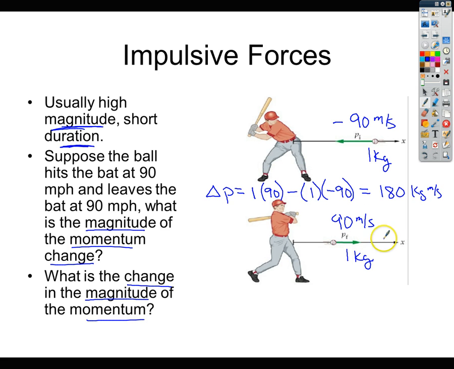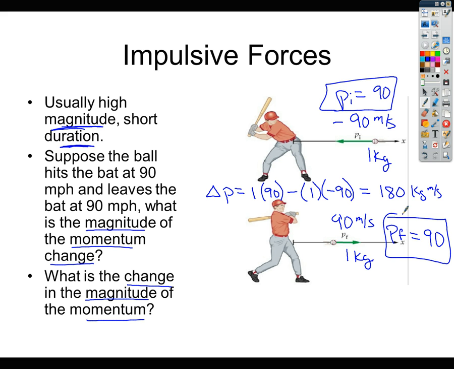If we look at it just strictly, what is the final momentum and what is the initial momentum of the ball, and we go through and do that, we end up with 90 here, and we also have 90 here. So that is the magnitude. Notice there's no direction there. What is the change in magnitude of the momentum? That would not be any different. You wouldn't have anything there.